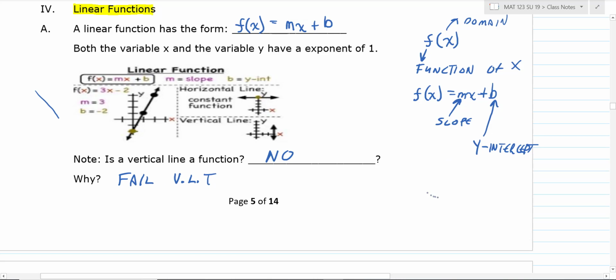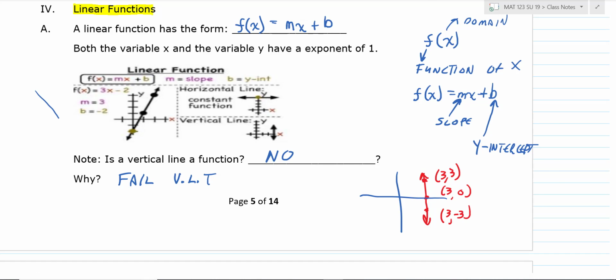If you think about a graph of a line that's vertical, here's an example. You might have a point (3, 3). You might have a point (3, negative 3). And here's another point, that would be the point (3, 0). So the idea would be the same input gives you more than one output. So it fails the vertical line test.